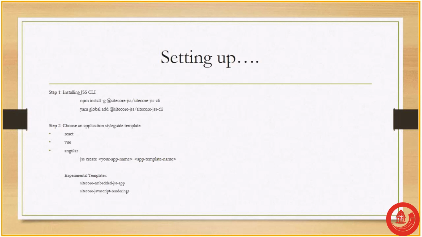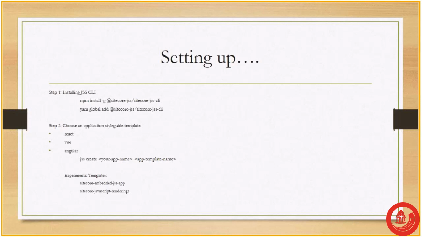In case you are using a Mac machine and you need to use yarn in it, you can use the second line of command. The first line, the npm command, is enough for a Windows machine. Once I install the JSS command line interface in a global assembly cache, we can create the application ourselves.